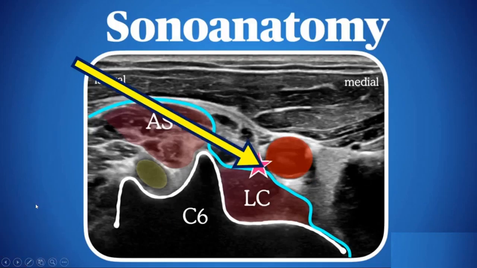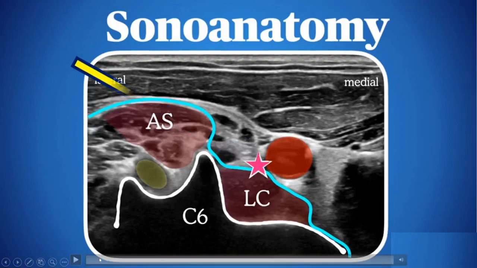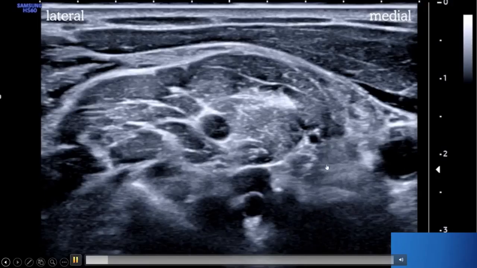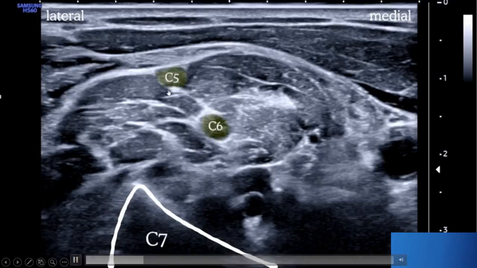Okay. So let us see the real-time ultrasound visualization, how we are going to deposit. Here this is the real-time ultrasound image. You can see the C7 transverse process, which is absolutely flat, and now you can see the nerve roots. Which nerve roots? These are the C5 and C6 nerve roots, and this is the C7 nerve root.